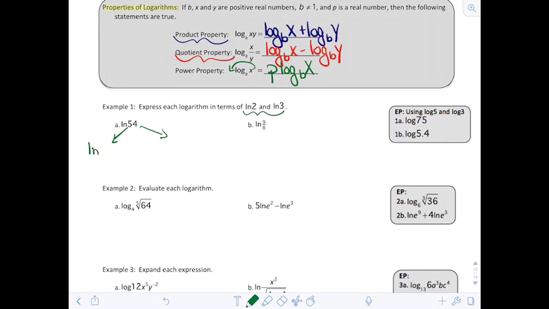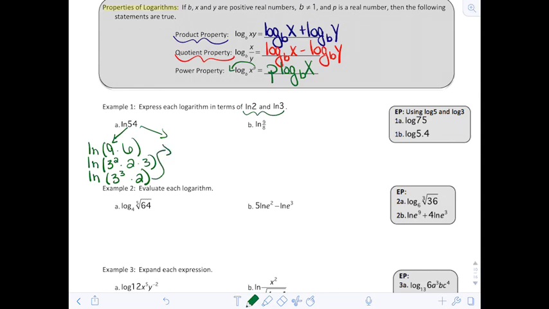So the natural log of 54, one way we can write this is the natural log of 9 times 6. So if we want to look for 2's and 3's, I know that 9 can be written as 3 squared, and 6 can be written as 2 times 3. So now we have just 2's and 3's, so I can say that the natural log of 3 cubed, because I have 3 3's in there, times 2, is still the same as the natural log of 54.